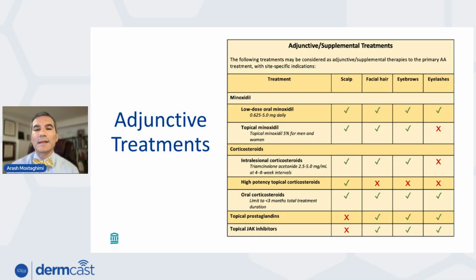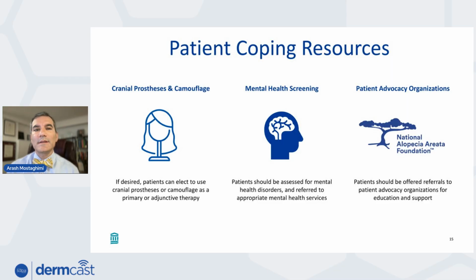Finally, topical prostaglandins like bimatoprost may help for some of the facial hair, and topical JAK inhibitors, which really don't work for the scalp, may have some benefit for facial hair, eyebrows, eyelashes, and beard. Next slide, please. In addition to this, it's really important to note that not all patients want medical treatment. For these patients, support to obtain cranial prostheses and camouflage is a wonderful option if that's what your patient wants and he or she is excited by that.